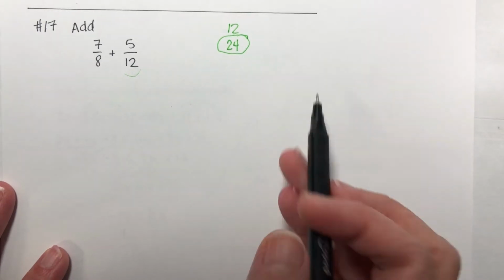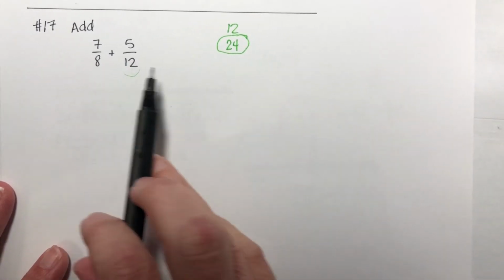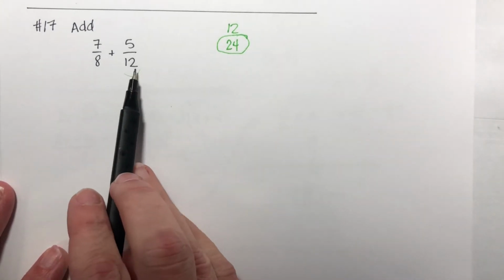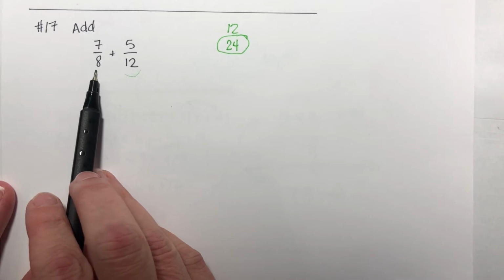If my answer were no, I would take 12 and multiply it by 3 to get 36 and ask again. And I would just keep going, multiplying this by a larger and larger number until I found the first one that 8 divides into evenly.